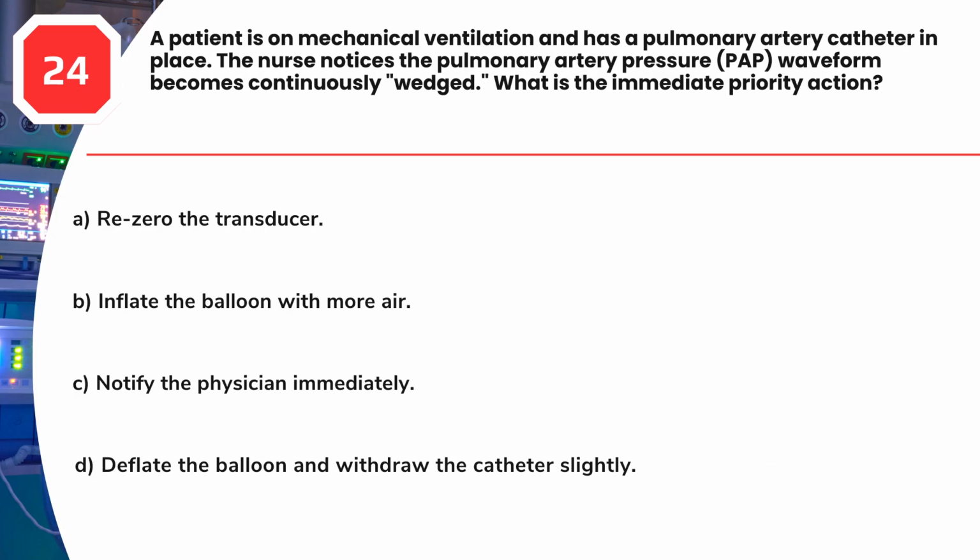Question 24. A patient is on mechanical ventilation and has a pulmonary artery catheter in place. The nurse notices the pulmonary artery pressure, PAP, waveform becomes continuously wedged. What is the immediate priority action? A. Re-zero the transducer. B. Inflate the balloon with more air. C. Notify the physician immediately. D. Deflate the balloon and withdraw the catheter slightly.